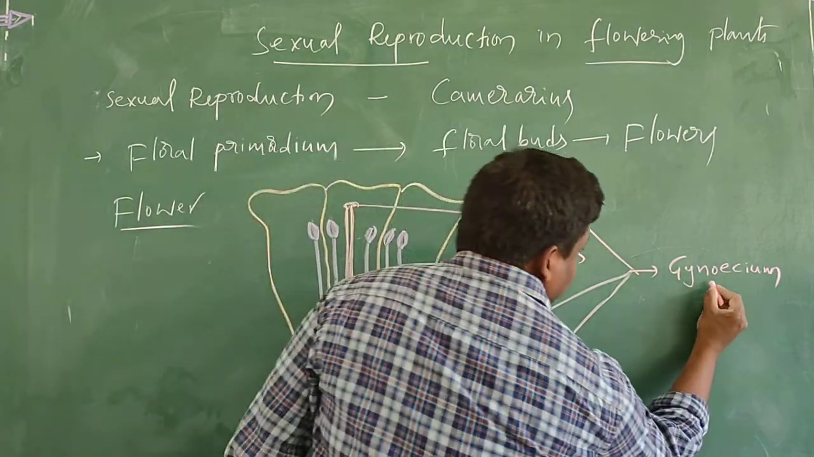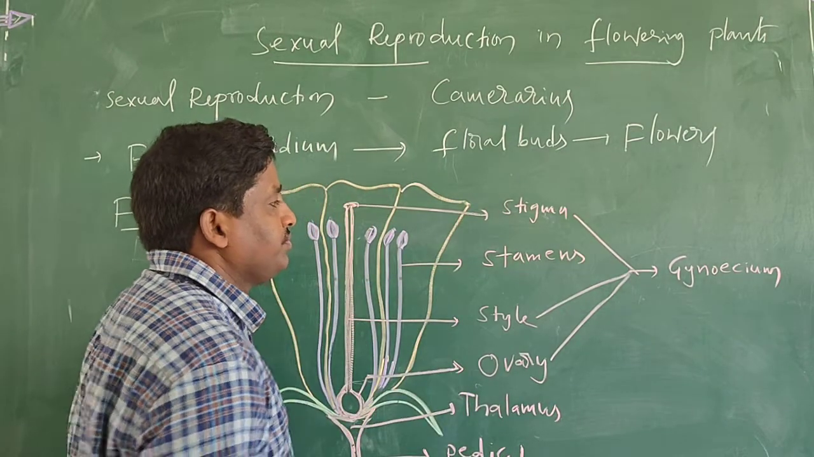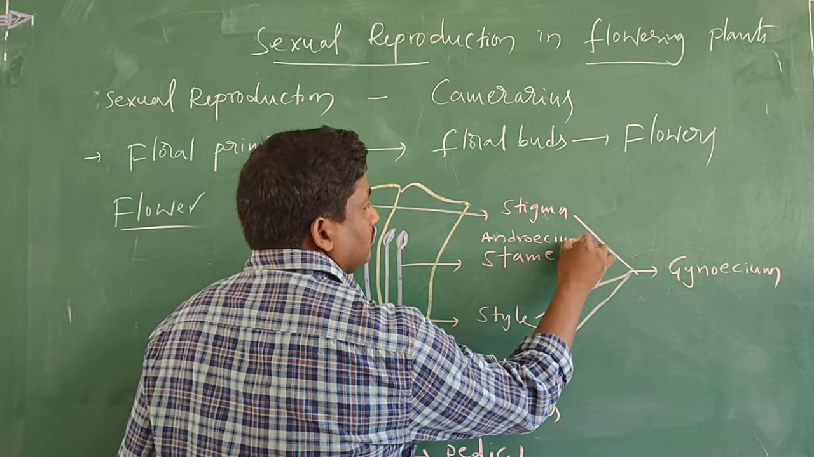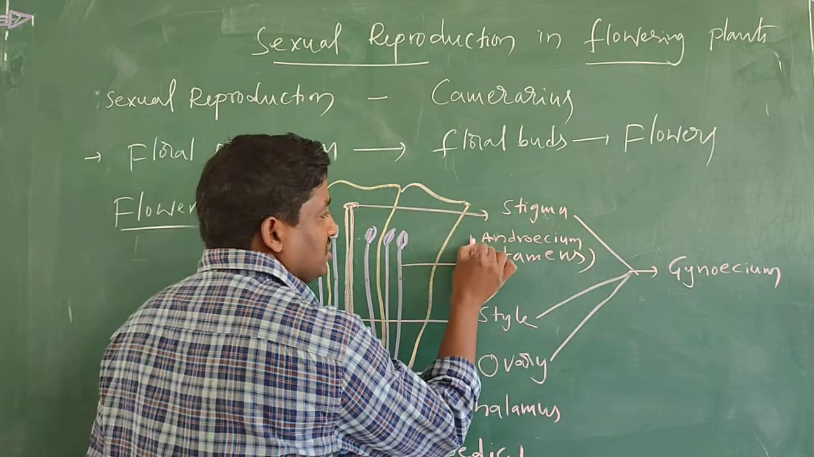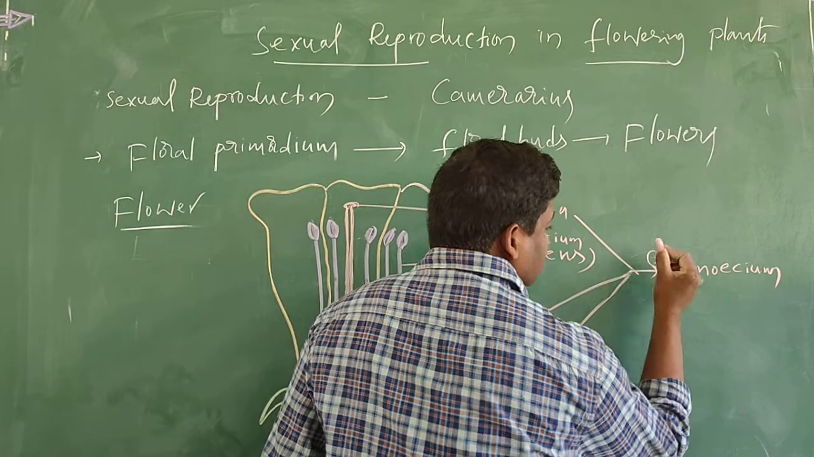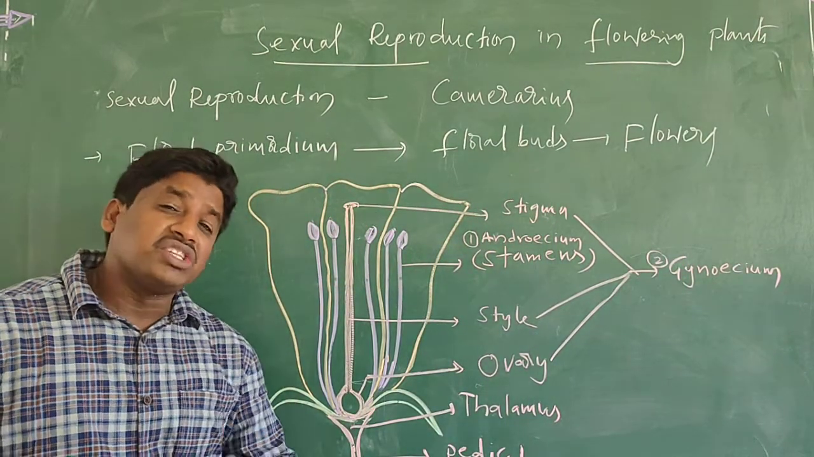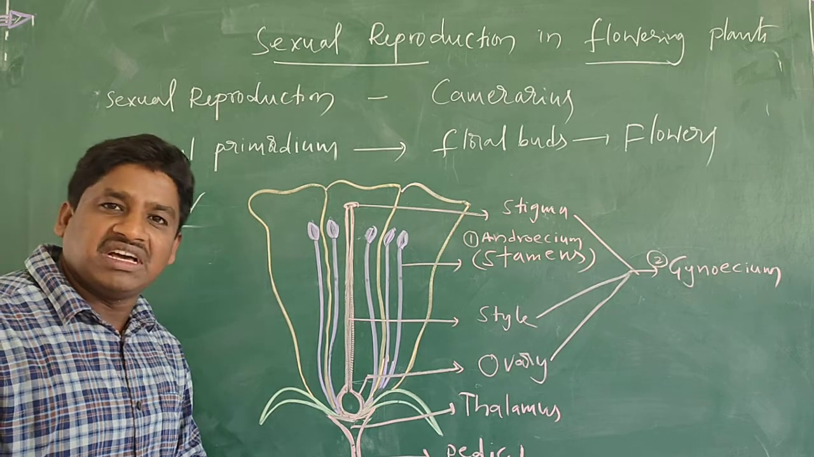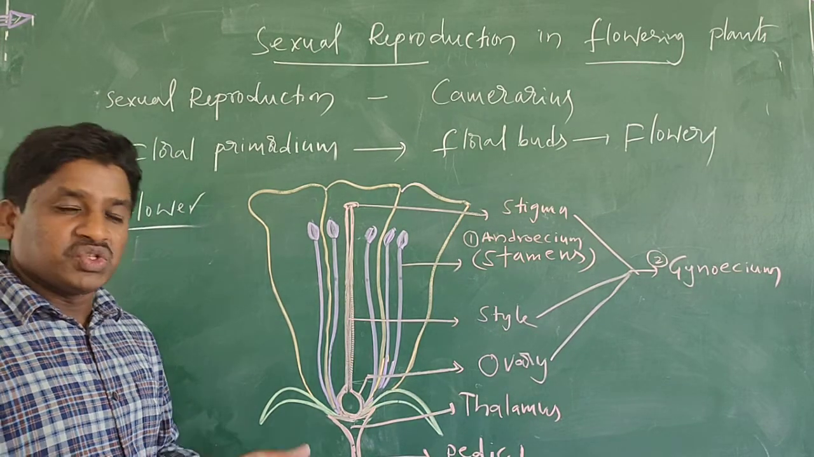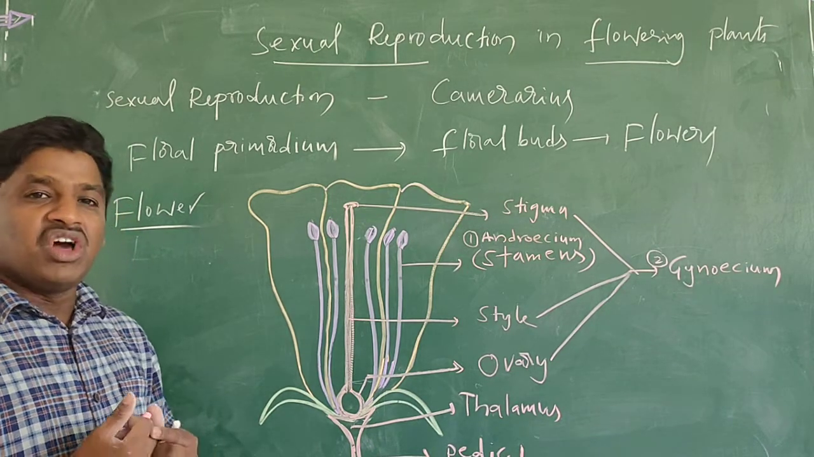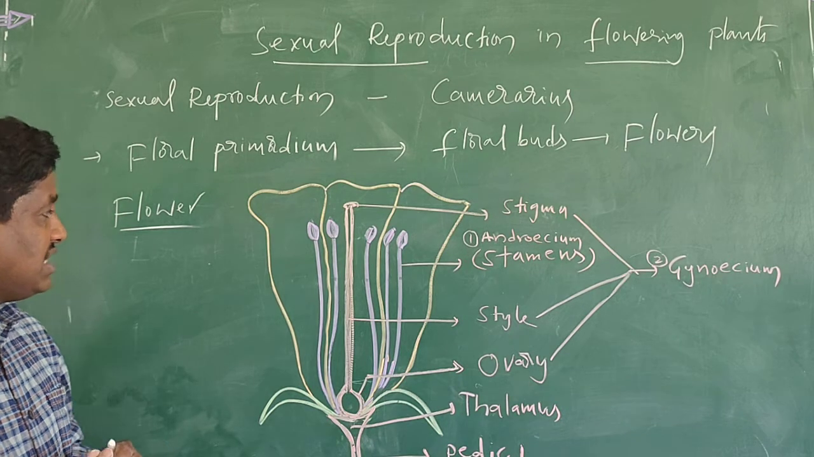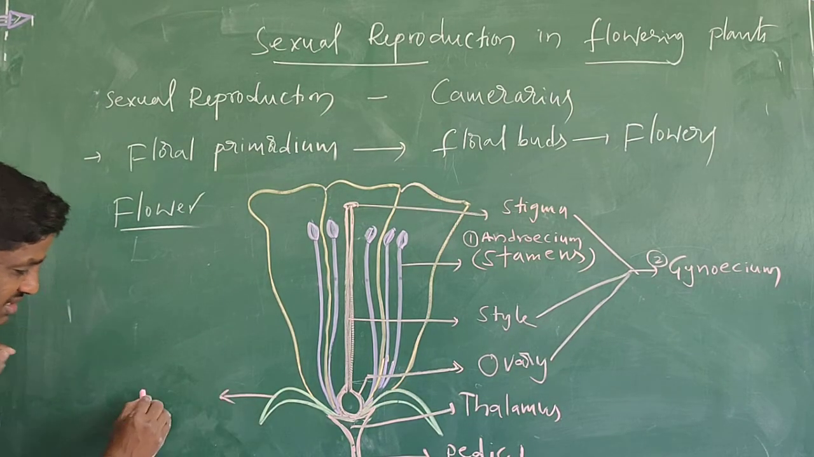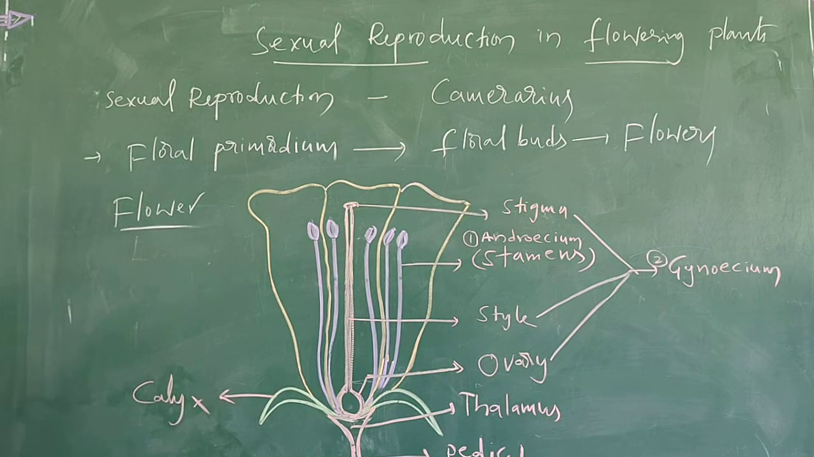So the first essential organ of the flower is the androecium, consisting of stamens, and this is the second essential organ. Why? Because these are called essential organs: they participate in the fertilization process. That's why we call them essential organs in the flower. Second, the non-essential organs. The first non-essential organ is the calyx.